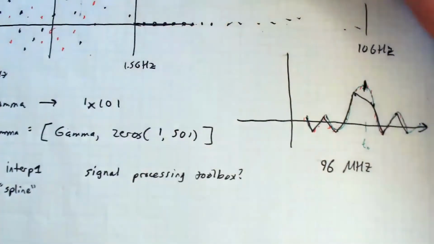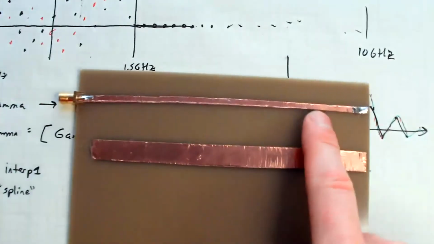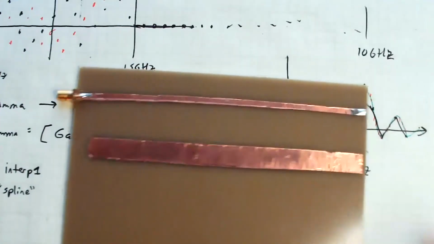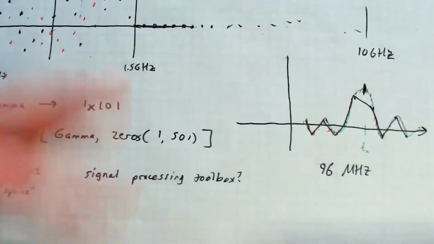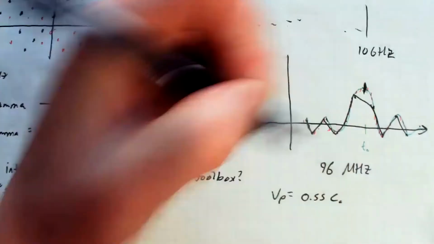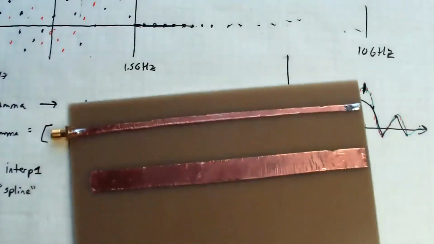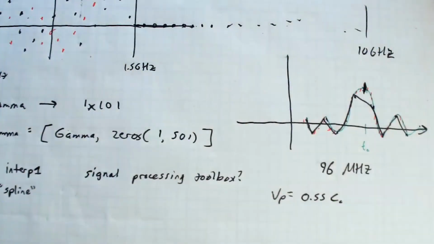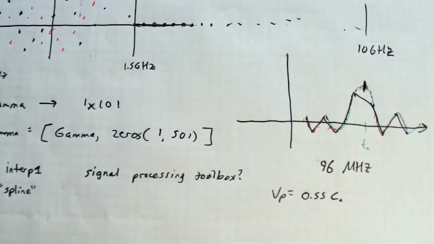So using that, you can get very accurate measurements of the propagation velocity down this line. For what it's worth, I got something like phase velocity is about 0.55 times the speed of light down this little strip line here. So we'll see what you guys get. You should hopefully get something very similar to that.